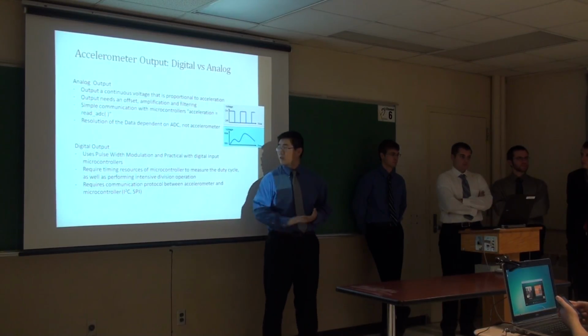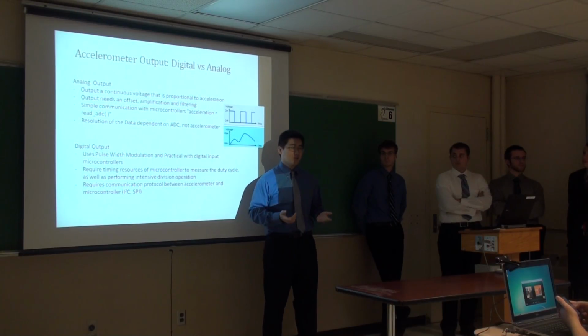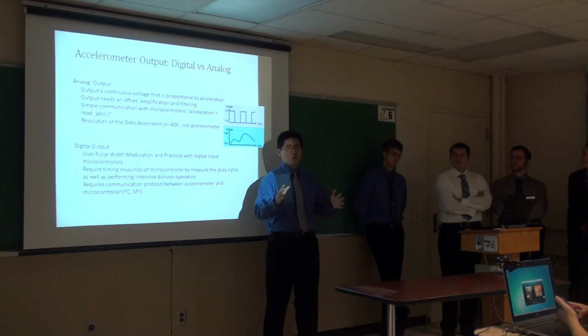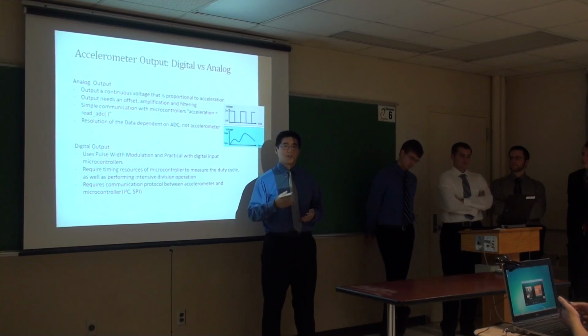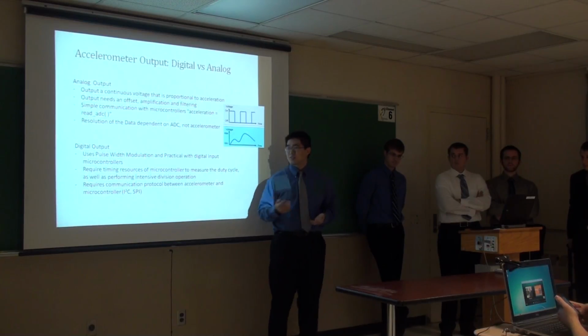So for digital outputs, it uses pulse width modulation to produce the signal. So if it's at 50% duty cycle, it's at 0G. If it's anything above, it's at higher than 0G. If it's below 50% duty cycle, it's less than 0G.